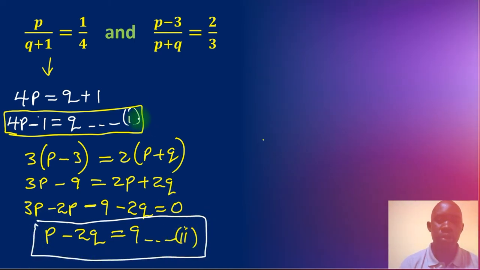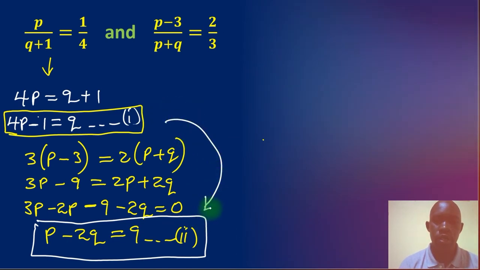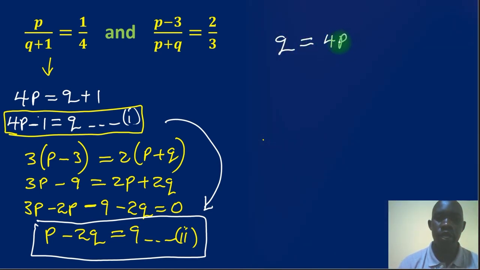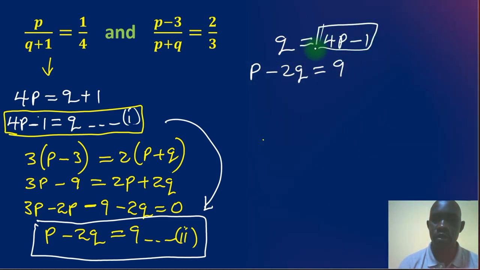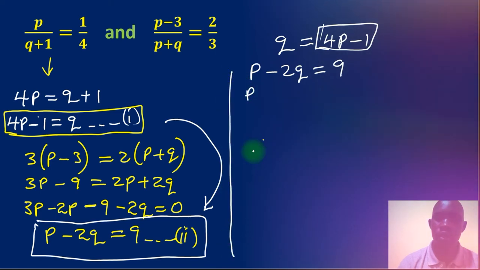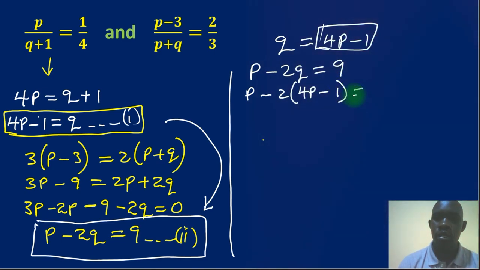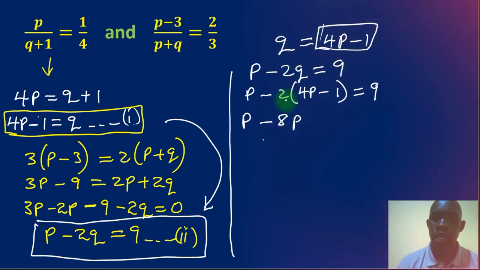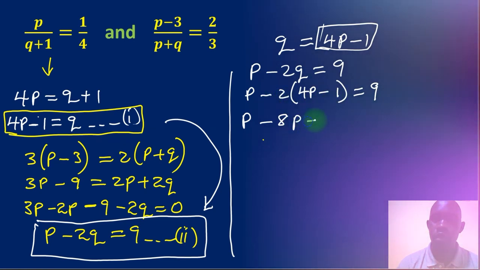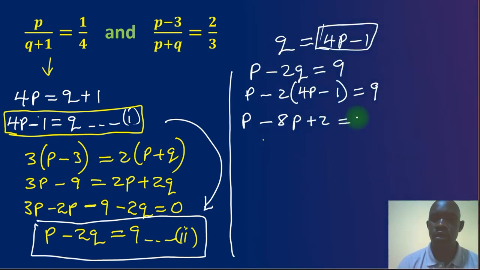Therefore, I'm going to substitute equation 1 into equation 2, whereby equation 1 is q equals 4p minus 1, and equation 2 is p minus 2q equals 9. So whenever I have q, I substitute by this value. So p minus 2 times (4p minus 1) will be equal to 9. So this is p minus 2 times 4p, that is minus 8p, then minus 2 times minus 1, that will be plus 2, is equal to 9.